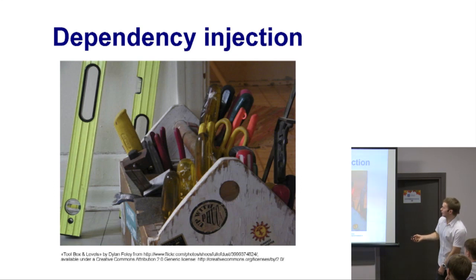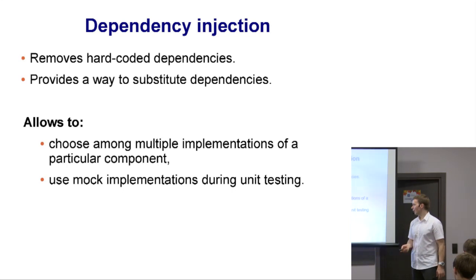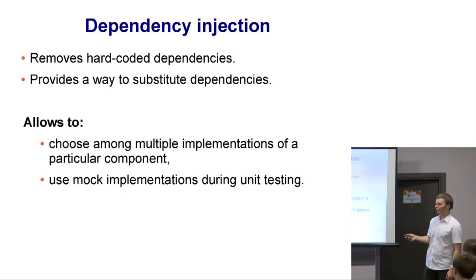And the last pattern I'm going to discuss in this presentation is dependency injection. The dependency injection pattern removes hard-coded dependencies and provides a way to substitute dependencies either at compile time or at runtime. So we can choose among multiple implementations of a particular component and use mock implementations during unit testing.